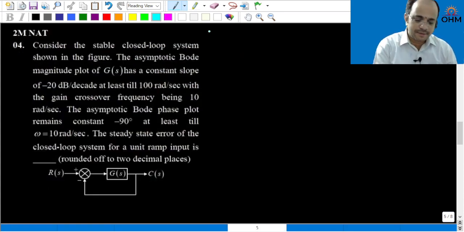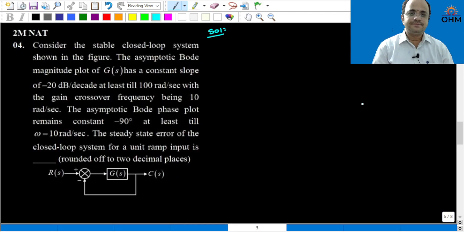Now here, consider the stable closed loop system shown in the figure. The asymptotic Bode magnitude plot of G of S has a constant slope of minus 20 dB per decade at least till 100 radian per second, with the gain crossover frequency being 10 radian per second. The asymptotic phase plot remains constant at minus 90 degree at least till omega is equal to 10 radian per second. The steady state error of the closed loop system for a unit ramp input is.